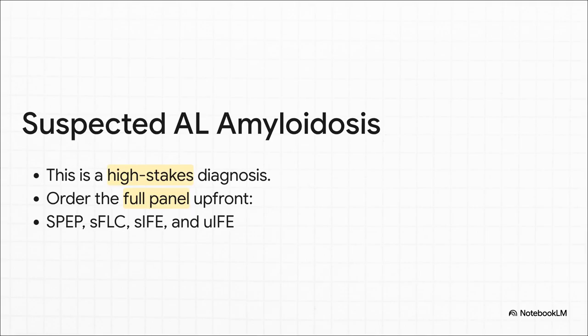But what about those really high-stakes situations? Let's say you're specifically worried about AL amyloidosis. In this case, time is of the essence, and the M protein levels can be tiny, almost undetectable. Here, the guidelines say to pull out all the stops, right from the get-go. You're going to order the full panel upfront. That's SPEP, serum free light chains, serum immunofixation, and you're going to add urine immunofixation.